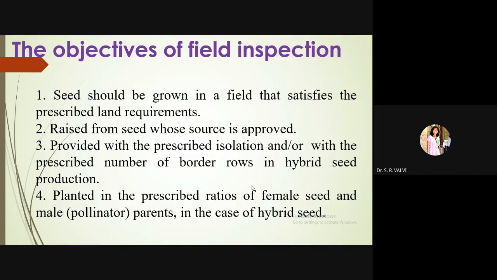Next, objectives of field inspection. What should be the objective of this field inspection? Some objective should be there. Without those objectives you can't make this field inspection. So see here, I have placed a few objectives.